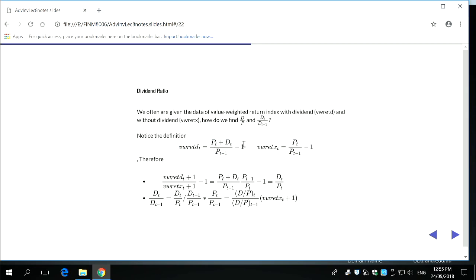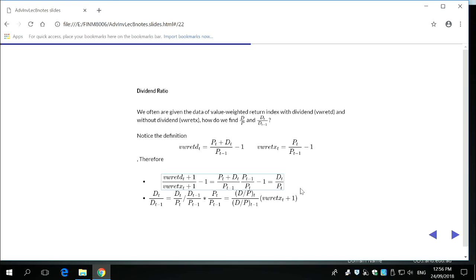So this is the value weighted return with the dividend. Your value weighted return without the dividend is just P_t over P_t minus 1, minus 1. From the value weighted return with the dividend and the one without the dividend, we can actually calculate the DP ratio, or the dividend ratio, and the dividend growth rate. Why is that? Because if we take the value weighted return with the dividend plus 1, divided by the value weighted return without dividend plus 1, that's the ratio, and then minus 1, and we just plug in the definitions we found above, cancel the P_t minus 1 out, what you get is just D_t over P_t.